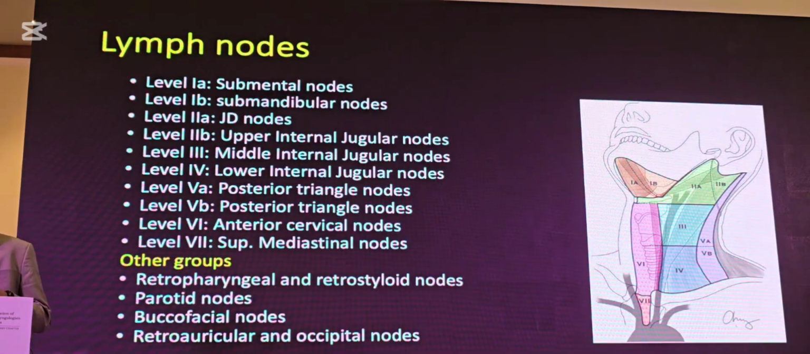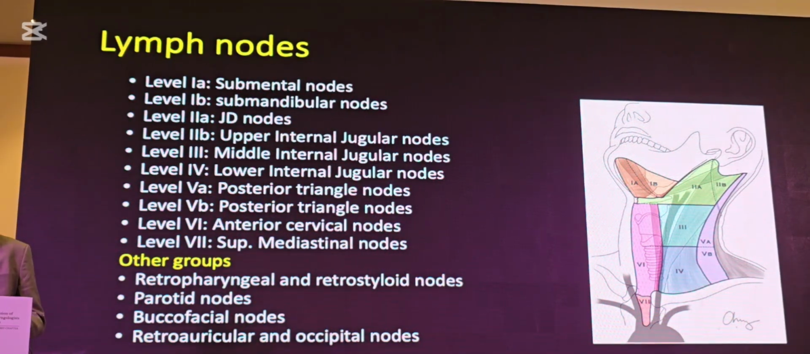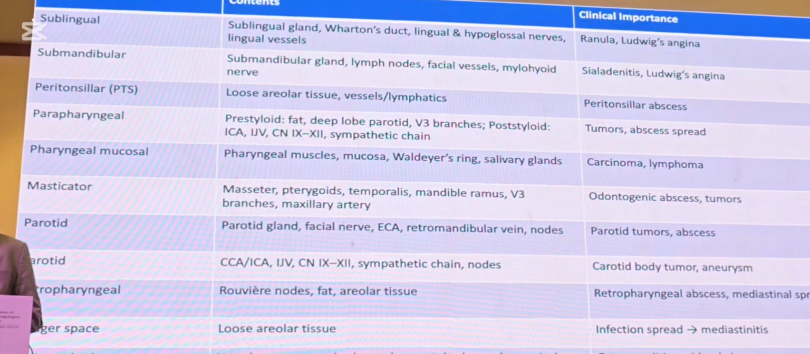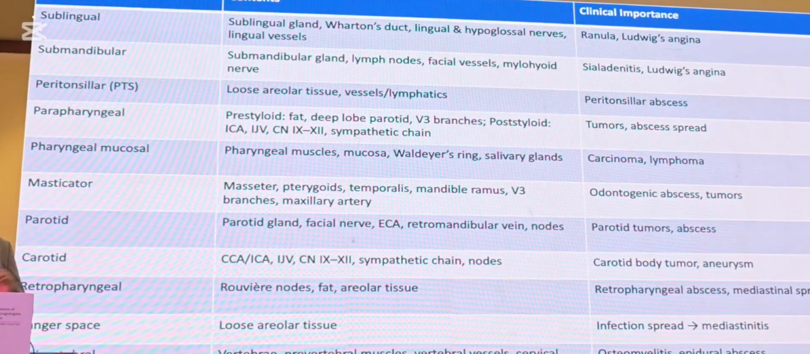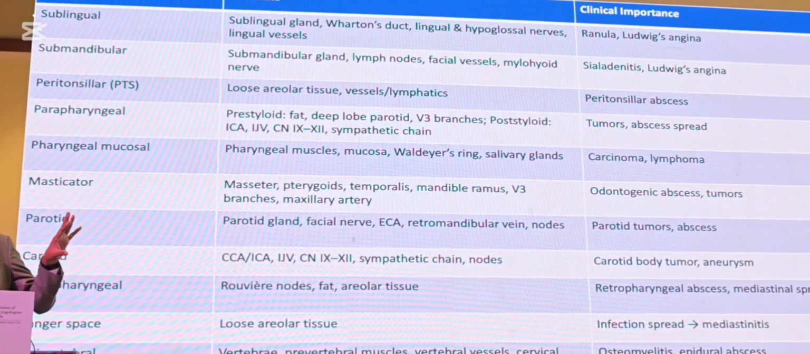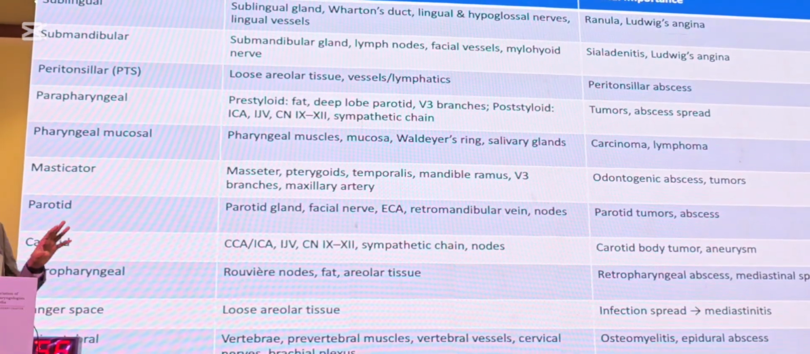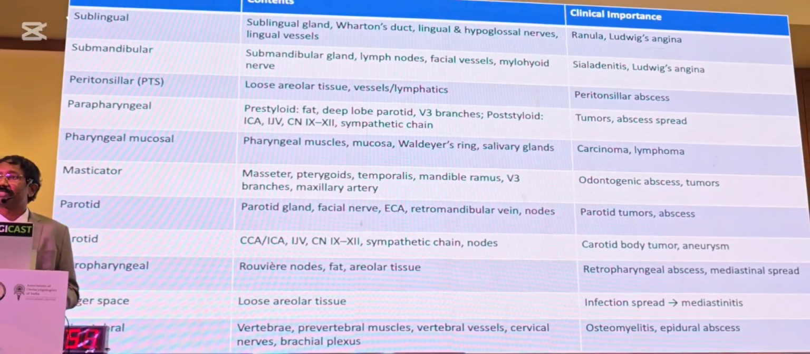So various levels of lymph nodes, submental, submandibular, I'm not going through. So this is another important slide. You should understand various spaces, what are the contents, and what do we expect out of any pathology in that area. Sometimes I would have missed something, but these are the common things which we look for.